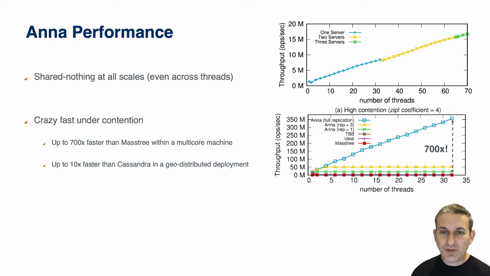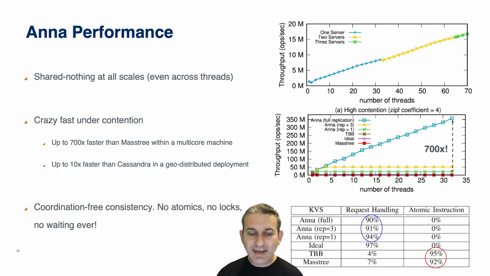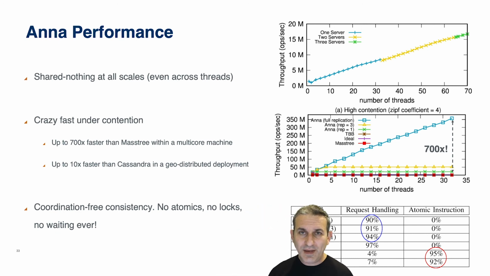Why is Anna so much faster under contention? Well, it's because we have coordination-free consistency. Anna never waits, even when reads and writes are hitting the same key. There are no atomics, no locks, and no waiting ever. And if you look at the right-hand side, what you'll see is that Anna, even under contention, is spending 90+% of its time serving reads and writes, doing its job. Whereas all of the other systems are spending over 90% of their time waiting, essentially trying and failing to get atomic instructions through. Anna is going to do this with rich consistency. So it is actually able to achieve consistency levels that are stronger than many of the systems we compare it to.